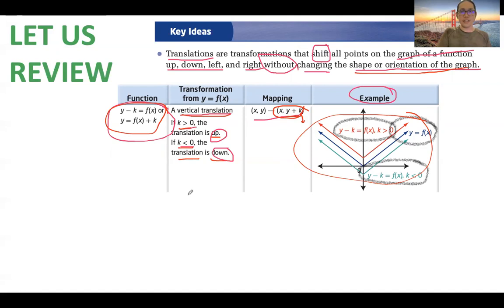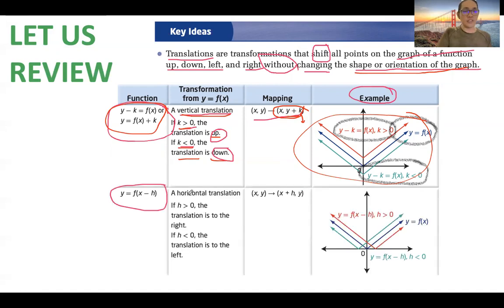Another thing, of course, when the function is in the form y equals f of x minus h, then you have a horizontal translation. When h is greater than 0, the translation is shifted to the right. And if h is less than 0, then the translation is moving to the left. I hope we are clear about it. As you can see, you add h to your x. That's the mapping notation to get your ordered pairs, or your key points, shall I say.